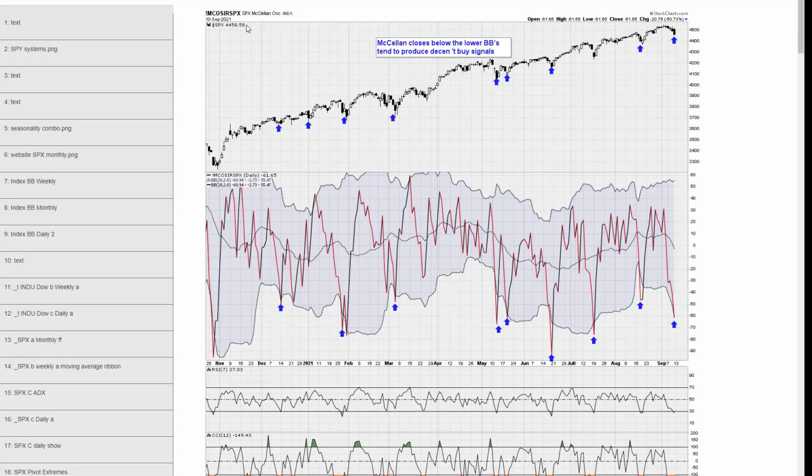Chart number 40, here's the S&P McClellan oscillator. It did close just slightly below its lower Bollinger Bands on Friday, but just slightly. Again, you could always get one of these situations where you need 2 or 3 days below as well, okay, before you get your bounce. But again, just closing below the lower Bollinger Bands does have my attention short term. Next.